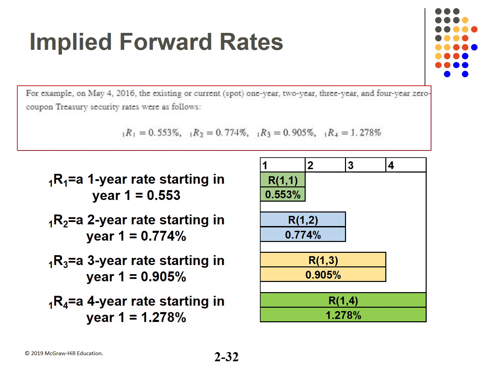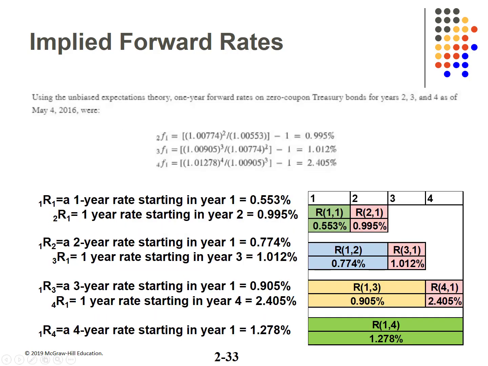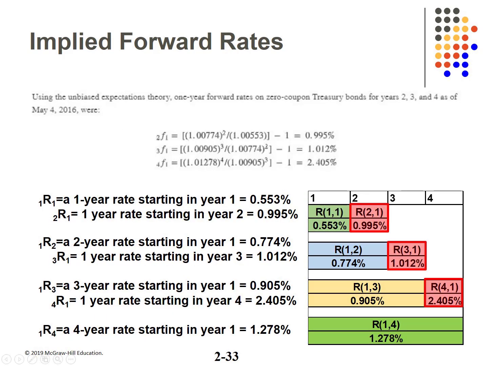Look at the graphic to get a better idea of what the given data means. The 2-year rate beginning in year 1 of 0.774 means 0.774% per year for 2 years. The graphic details what we're looking for, the pink cells. Given a 1-year rate starting in year 1 and a 2-year rate starting in year 1, we can imply a 1-year rate starting in year 2, R21. Simply put, the 1-year rate starting in year 1 times the 1-year rate starting in year 2 must equal the 2-year rate starting at year 1 squared. It's a 2-year rate.